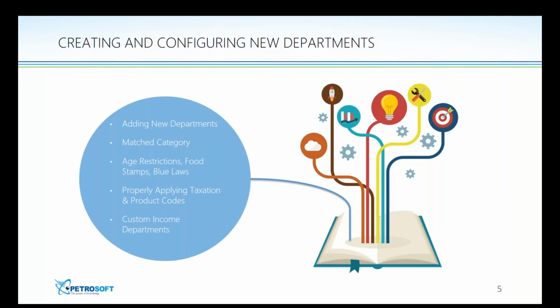All right, so we're now going to discuss creating and configuring new departments. I'm going to quickly show you guys how to add a new department, the purpose and importance of matching a category back to that department, discussing the age restrictions, food stamps, and blue loss settings, properly applying taxation and product codes, and I'm going to quickly get into custom income departments because we're running a little long on time here. I'm not going to get too deep into those.